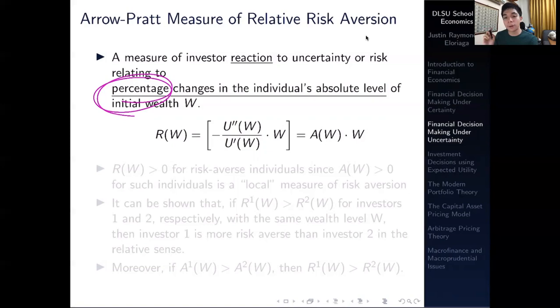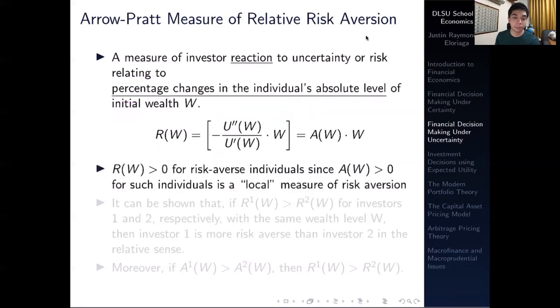And you notice that the formula is very similar. This entire thing here with the negative sign is essentially your A(W), your Arrow-Pratt absolute risk aversion measure. And if you multiply it by W, you get the relative measure of risk aversion. Because wealth is positive, and we know that A(W) is positive, then R(W) is also going to be positive.